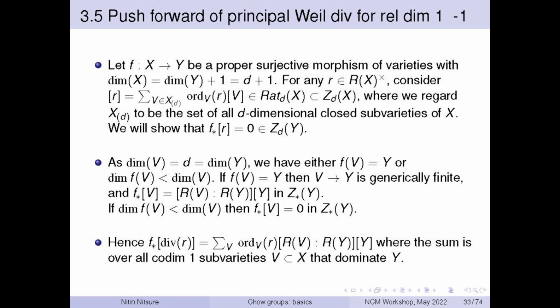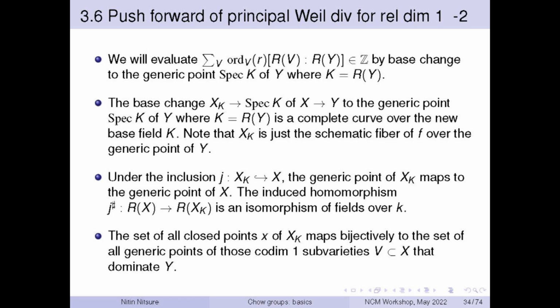And so the total one, f lower star of R, is the sum of these which come from when the dimension is the same, times Y itself. So this sum I want to show is 0. And what is this sum? This sum is the degree of the Weil divisor on the curve that is over the generic point of Y. So we will evaluate this by base change to the generic point, spec k of Y. And this base change is a complete curve, X_k. That's the schematic fiber over the generic point. And that sits inside here, generic point maps to generic point.